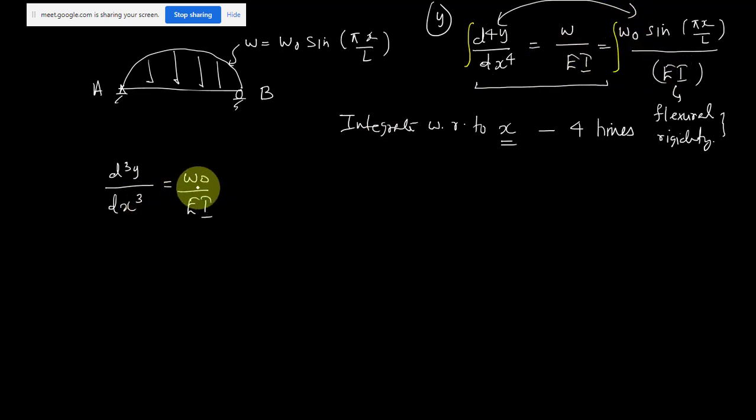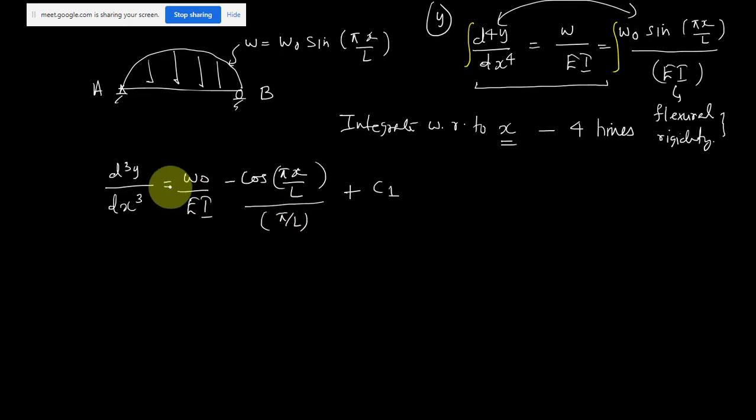I think that is clear. So you can take it out, and only the integration of sine of pi x by l has to be done. So what is the integral of sine of pi x by l? That is minus cos of pi x by l divided by pi by l. That is basic integration. Now your integration is over, and there will be a constant of integration c1.